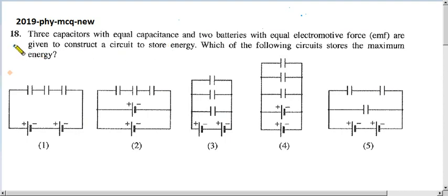Today I am going to discuss question number 18, 2019 Physics MCQ new syllabus paper. Three capacitors with equal capacitance and two batteries with equal electromotive force are given to construct a circuit to store energy. Which of the following circuits store the maximum energy? So there are 5 answers given.